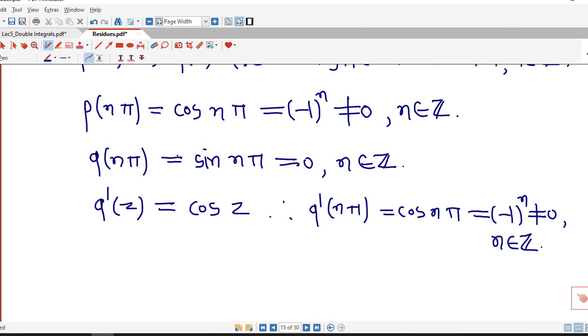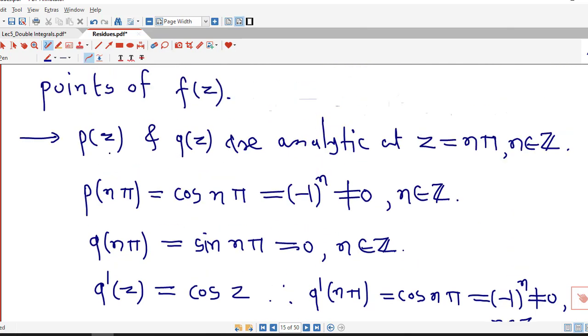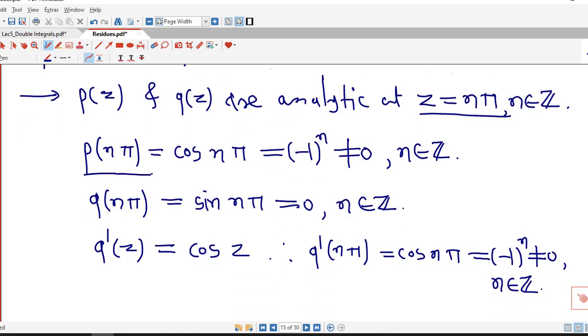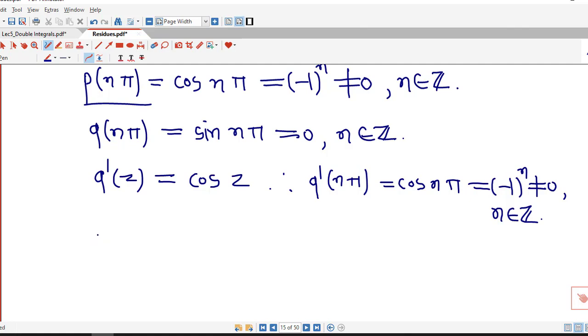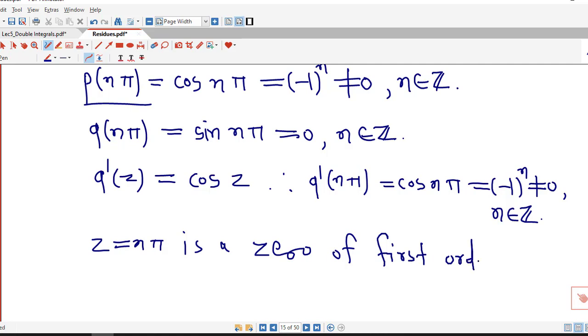So both the conditions are satisfied. Functions p of z and q of z are analytic at z equal to n pi. P of n pi is non-zero, q of n pi is 0, and q dash n pi is non-zero. So that means z equal to n pi is a zero of first order of function q of z.